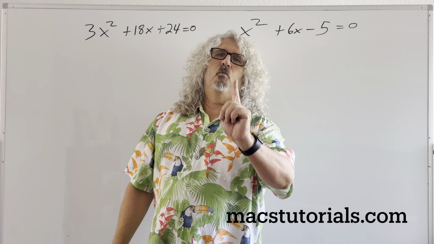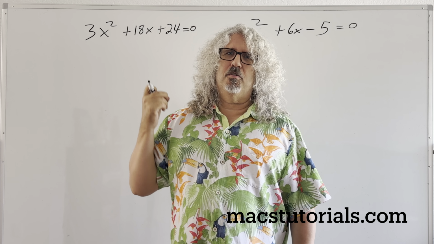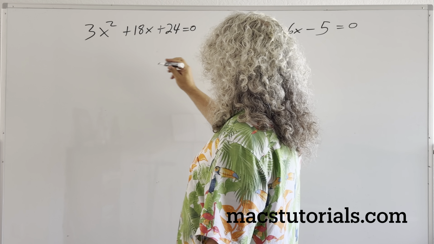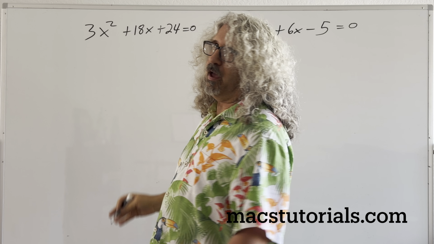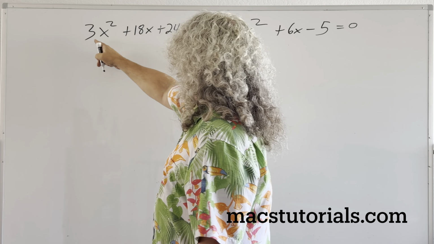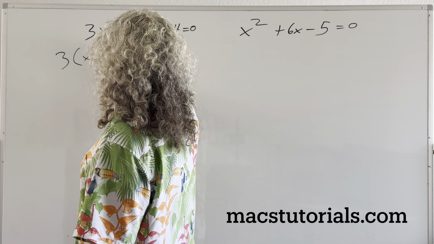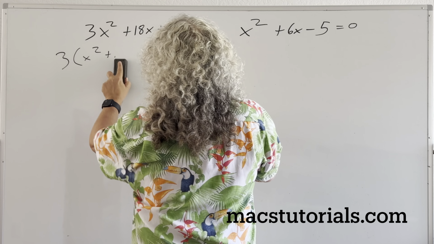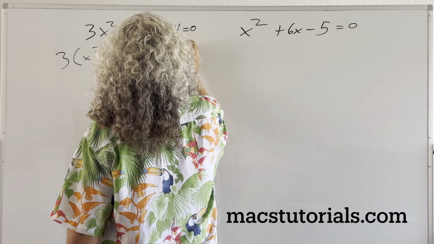Step number one, always step number one, ask the question, what's the same? Is there anything you can factor out? So I'm looking at this one right now, and instead of going, okay, well, let me do a factor of 3 and 1, and a 24, and a 12 and 2, and all that, stop. Ask yourself, can you pull anything out? And look at that. A 3 will go into 3, 18, and 24. So I'm going to pull out a 3, and I'm going to get x squared plus 6x plus 8 equals 0.